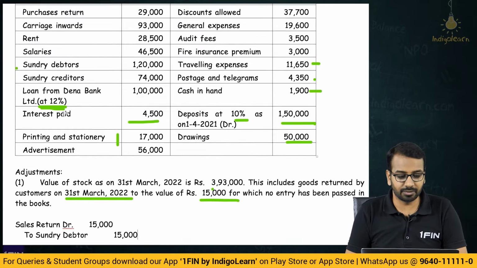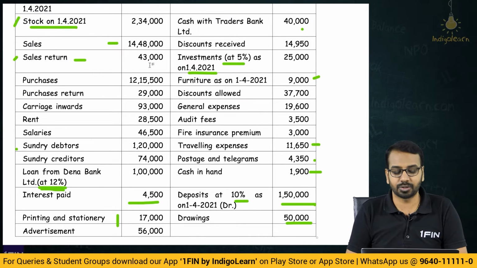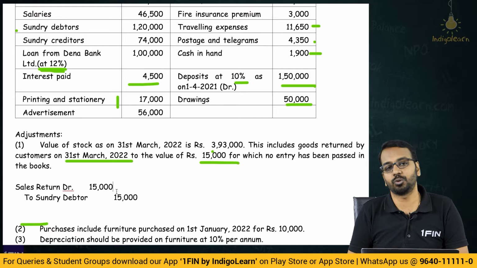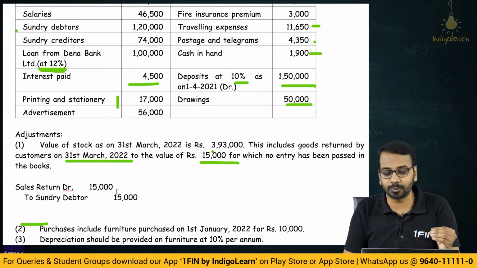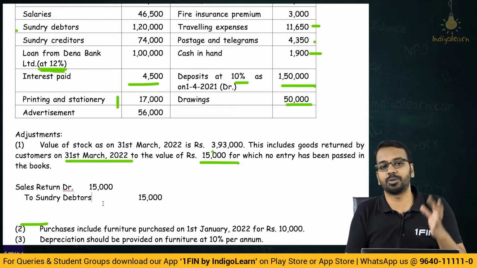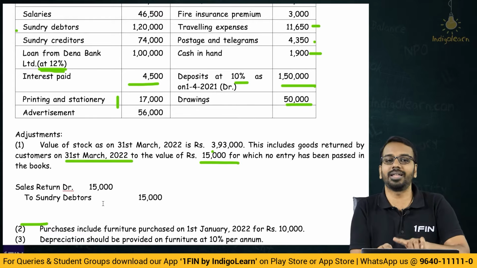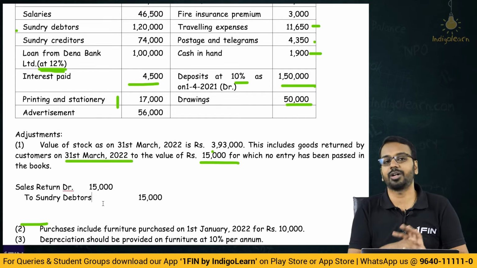So the value that they have given in the question of sales return, 43,000, you will add 15,000 to that. That will now become 58,000. And what about the sundry debtors? From sundry debtors, you will reduce 15,000 because they have returned the goods and we have not passed the entry. So what you have learned in rectification of errors, that is what you are doing here.